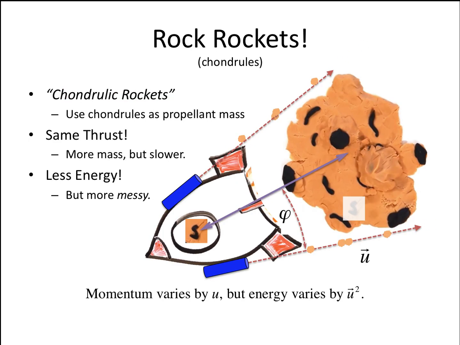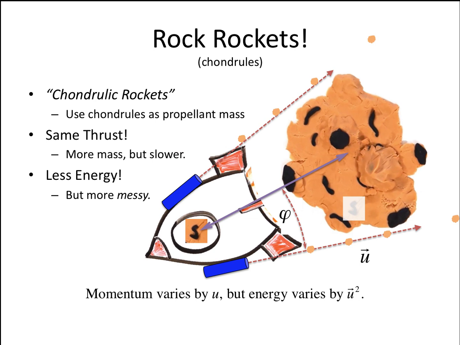So, we can actually make a chondrulic rocket. A chondrulic rocket uses chondrules. Chondrules are the kinds of rock grains that you find on most asteroids. We can pick up those rock grains and throw them as fast as we can, but maybe not incredibly fast. But if we can throw those little chondrules, we can use the chondrules as propellant mass.